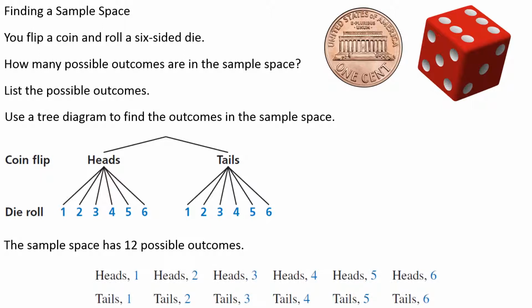We can have heads followed by a 1, heads followed by a 2, heads followed by a 3, heads with a 4, heads with a 5, heads 6. Oh my goodness, we could have tails followed by a 1, tails with a 2, tails with a 3, tails 4, tails 5, tails 6.